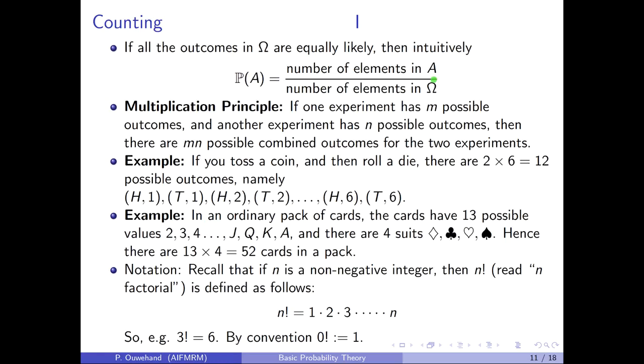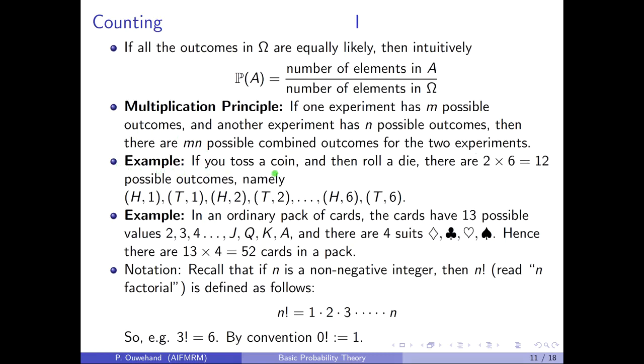One very useful but obvious principle that we will use again and again here is the so-called multiplication principle. It states the following: if one random experiment has m possible outcomes and another experiment has n possible outcomes, then the combined experiment has m times n possible outcomes, i.e. there are m times n possible combined outcomes for the two random experiments. Here's an example to make clear what I mean by that.